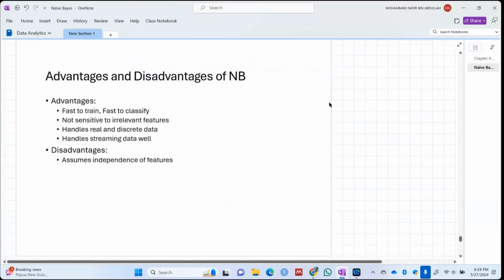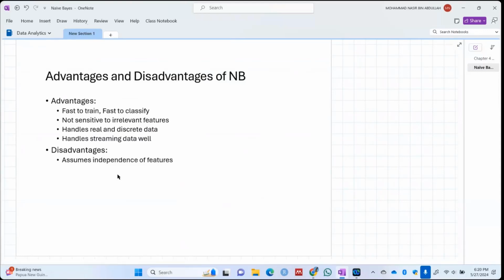Okay. So these are the advantages and disadvantages of the naive Bayes classifier. Advantages: fast to train, fast to classify, not sensitive to irrelevant features, can handle real and discrete data, and handle streaming data well. The disadvantage is that it assumes independent features. If you are dealing with genetic data or image data, which is high dimensional, it's impossible to have independent features.